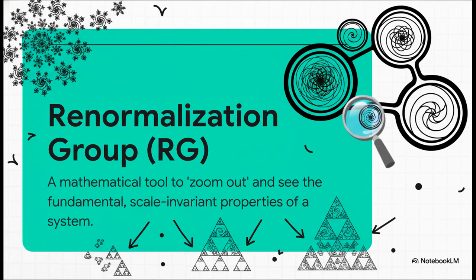The best way to think of it is like a magical mathematical zoom lens. It lets you look at any system, whether it's a magnet or a stock market, and zoom out. As you zoom, all the messy little surface details fade away, and you're left with just the deep, fundamental pattern, the part of the system that looks the same no matter the scale.